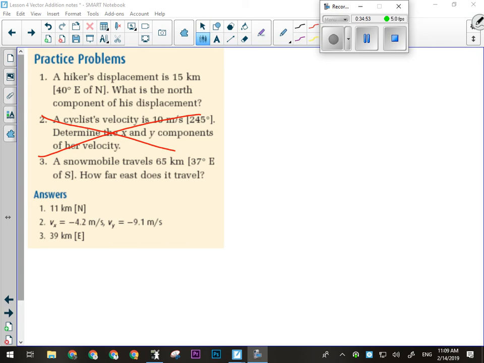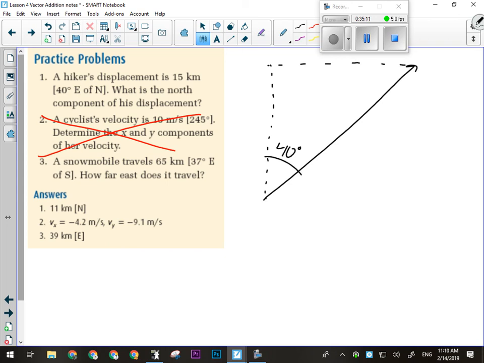It tells me that the displacement is 15 kilometers, 40 degrees east of north. What's my reference direction here? North. So I draw a reference line that is north, and then I go 40 degrees east of that. There's my triangle. That's 40 degrees east of north. This line is 15 kilometers long, and they want to know what's the north component of his displacement. Which side is that, Y or X? Y. Y is the north directed part of this vector.